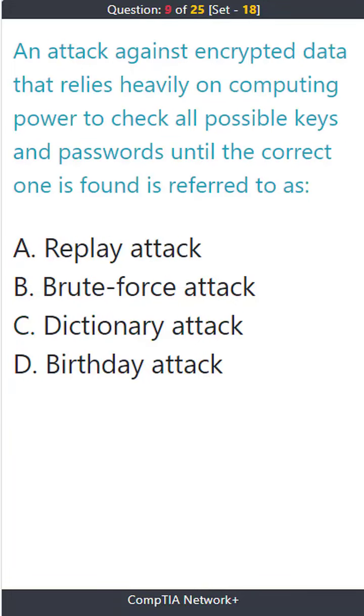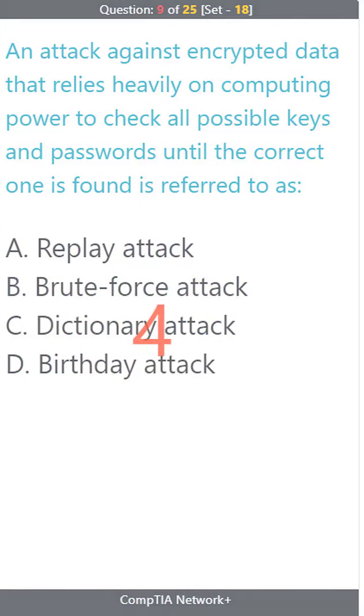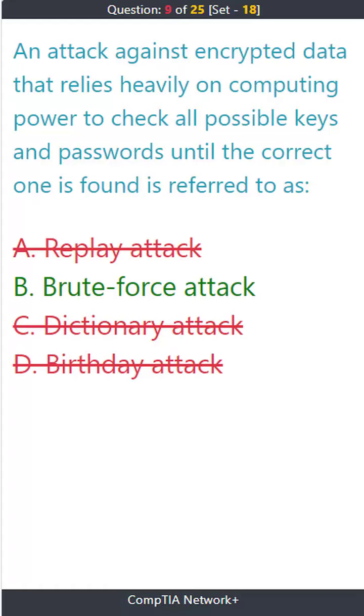Question 9. An attack against encrypted data that relies heavily on computing power to check all possible keys and passwords until the correct one is found is referred to as: A. Replay attack. B. Brute force attack. C. Dictionary attack. D. Birthday attack. The correct answer is B. Brute force attack.